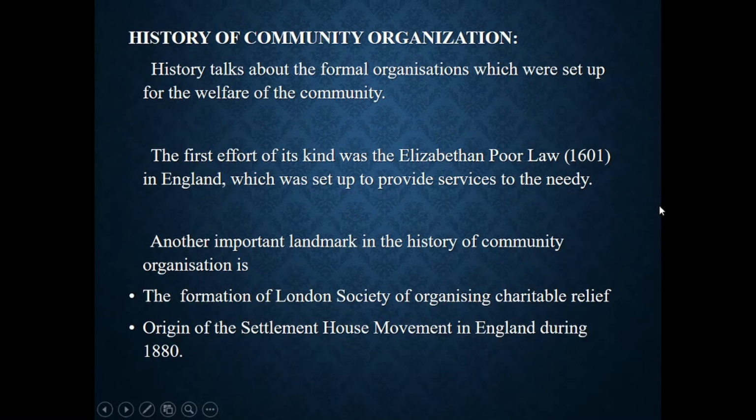Now we can discuss the history of community organization. History talks about the formal organizations which were set up for the welfare of the community. The first efforts at community organization for social welfare were initiated in England to overcome the acute problem of poverty which led to beggary. The first effort of this kind was the Elizabethan Poor Law in the year 1601 in England, which was set up to provide services to the needy.